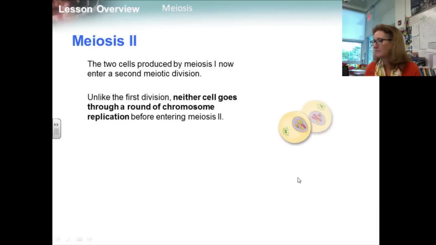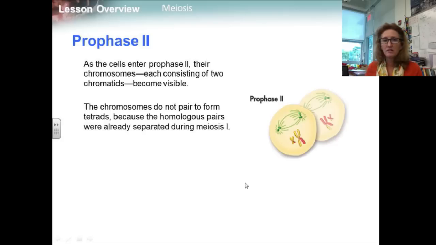The 2 cells produced by meiosis 1 now enter a second meiotic division. Unlike the first division, neither cell goes through a round of chromosome replication before entering meiosis 2. So that's important. You're not going to duplicate the chromosomes here. All right? So as the cell enters prophase 2, the chromosomes, consisting of 2 chromatids, become visible. The chromosomes do not pair to form tetrads this time, though, because the homologous pairs were already separated during meiosis 1.